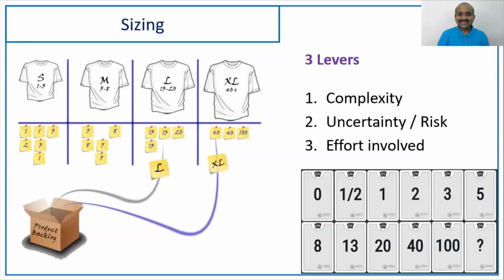The next one is sizing. The sizing can be done in terms of planning poker, numbers like the Fibonacci series, 0, half, 1, 2, 3, 5, 8, 13, and then after that the modified Fibonacci series, 20, 40, 100, or T-shirt sizing, like small, medium, large, extra large. The whole thing is, the sizing revolves around 3 parameters called complexity, uncertainty, and the effort involved.